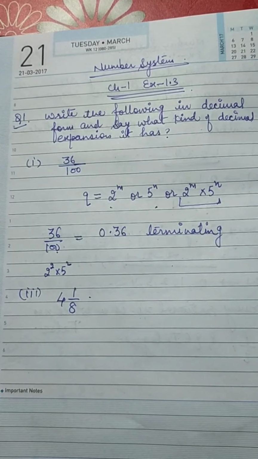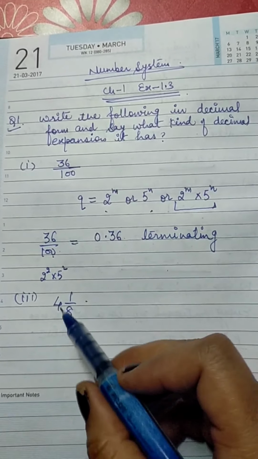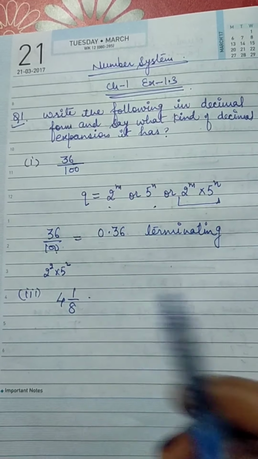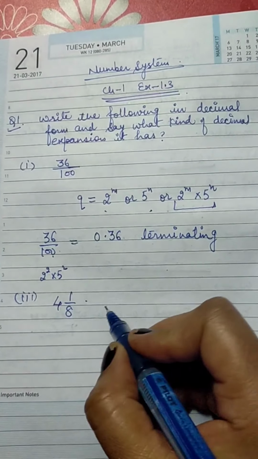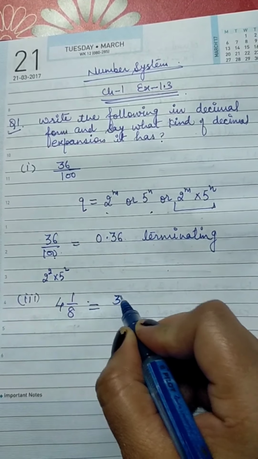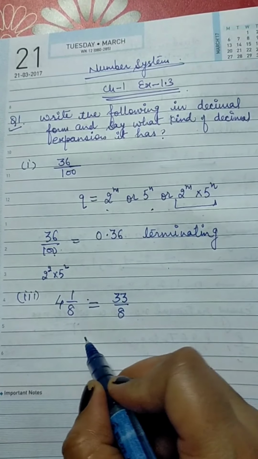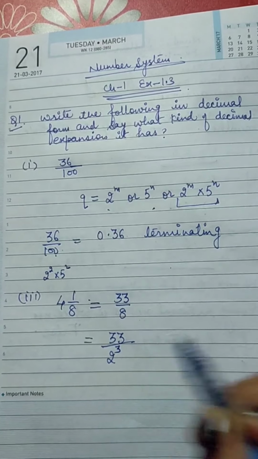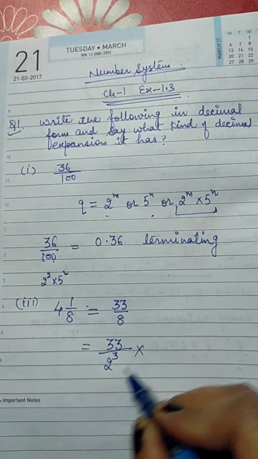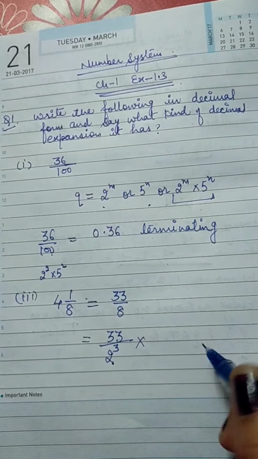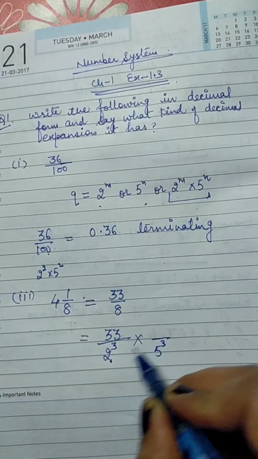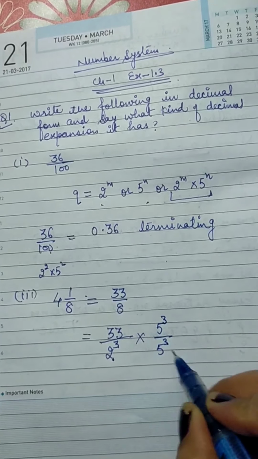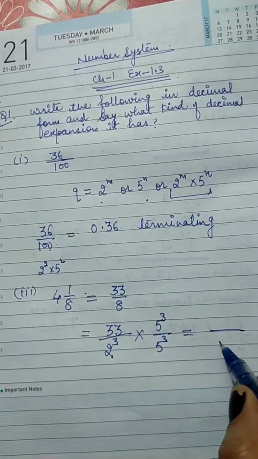Let's take another example. This is question number 1, third part. Here I have been given a mixed fraction. First of all, we are going to convert this mixed fraction into an improper one. So this becomes 33 over 8. Now you can see the denominator is in the form of 2 cube. So to make it in the form of 10, I need 5 cube, because here the power is 3, I need 5 raised to power 3. Same I'll write on the above. So I'll be getting 10 cube.